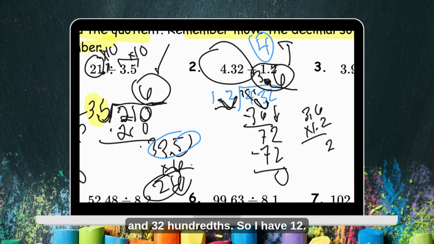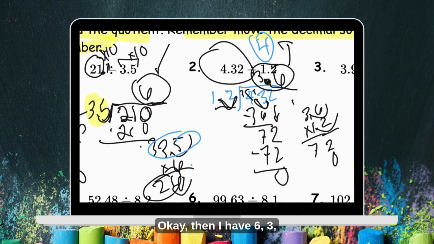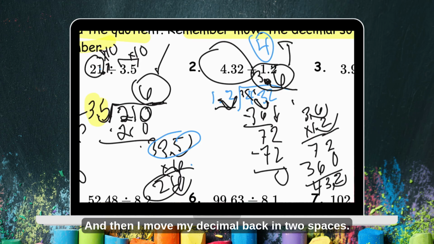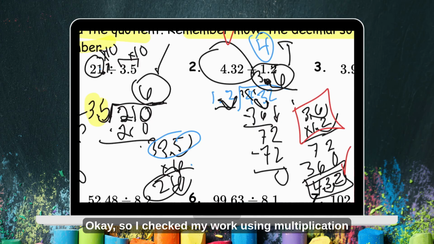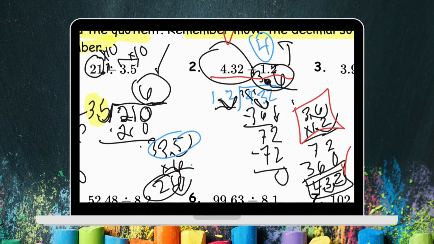So I have 12. That's going to be 7. I move my decimals out 2 times. Okay, then I have 6, 3, 2, 13, 4, and then I move my decimal back in 2 spaces, and I have 4 32/100. Yep. Okay, so I checked my work using multiplication to see if this division was correct, and so it was.